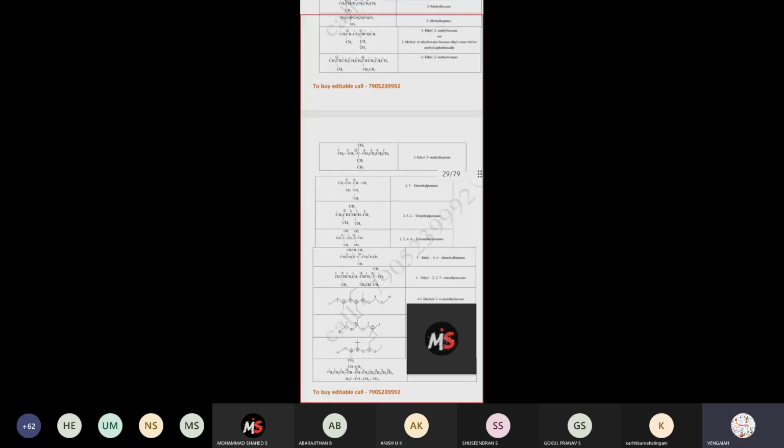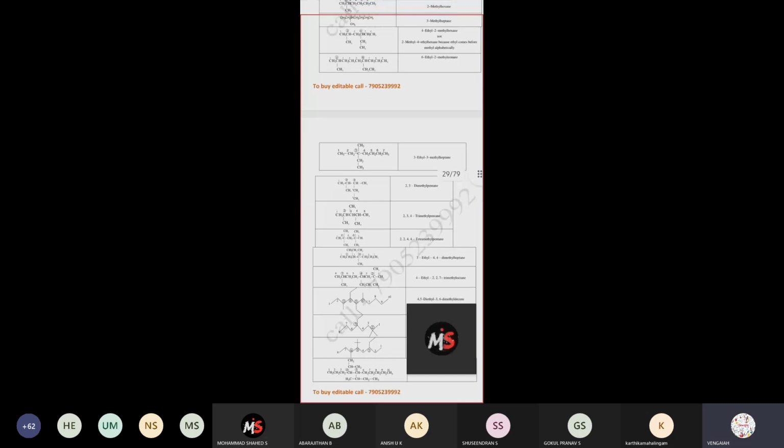For example, look at this one. 3-ethyl-3-methylheptane. Heptane means a carbon chain containing 7 carbons. At the third position, what is there? An ethyl group is there, and at the third position a methyl is there. Methyl is nothing but CH3. Methane loses one hydrogen and forms methyl. Ethane loses one hydrogen and forms ethyl. Alkane loses one hydrogen, alkyl, like that.